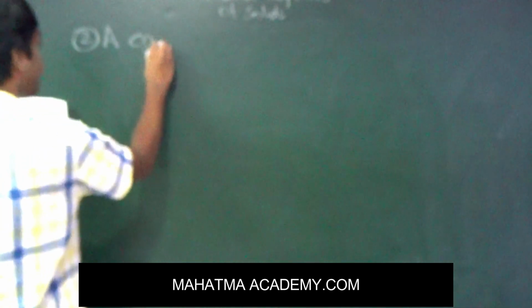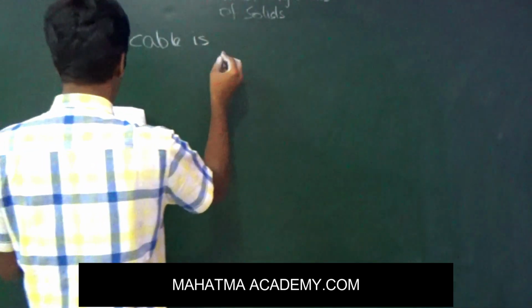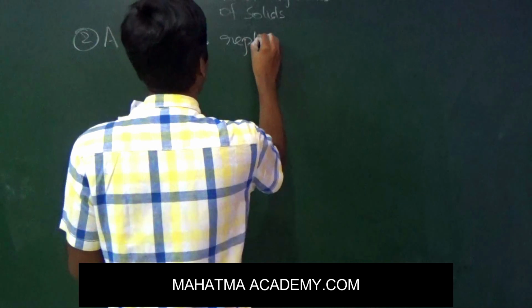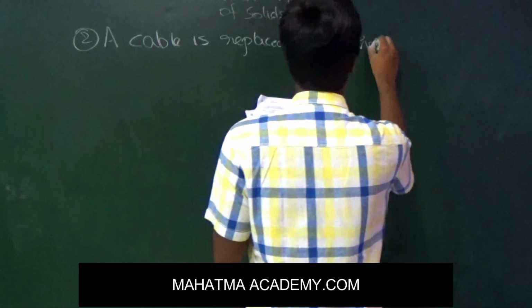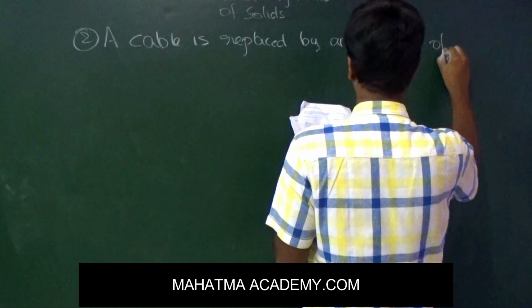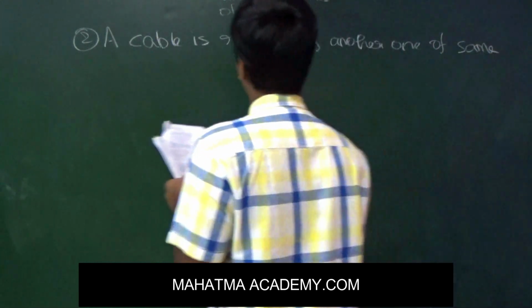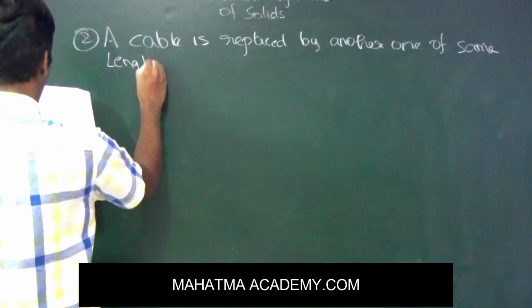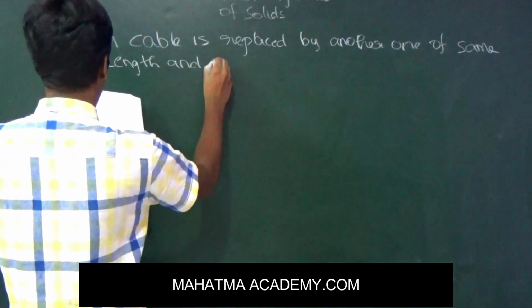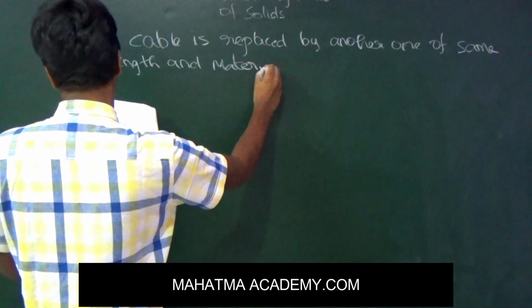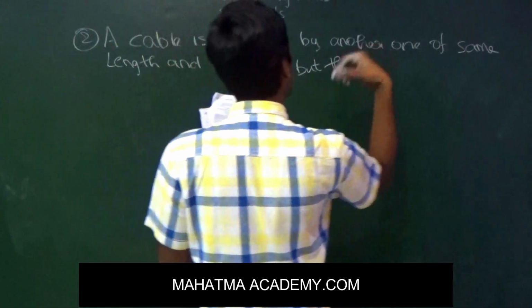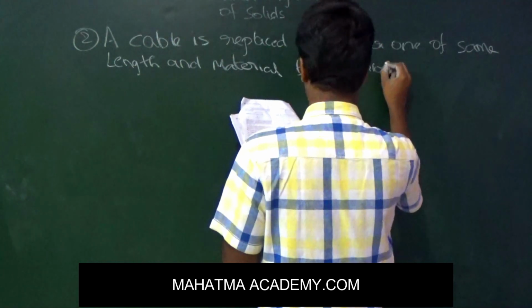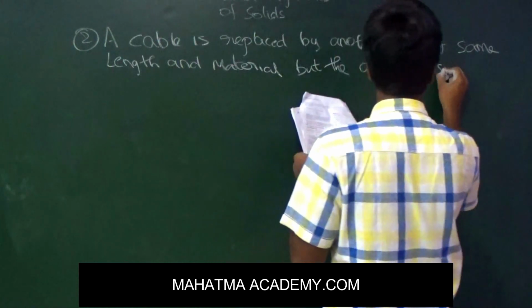Okay, the last question is, a cable is replaced by another one of same length. Now they have made our question simple because the length and area are same, but the area is doubled. The diameter is twice.